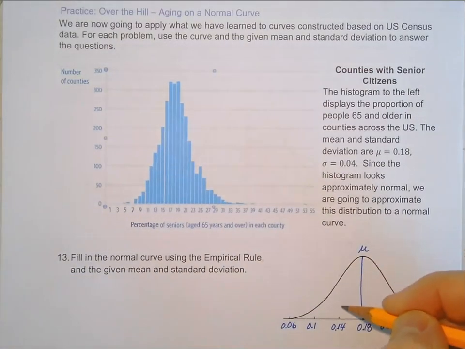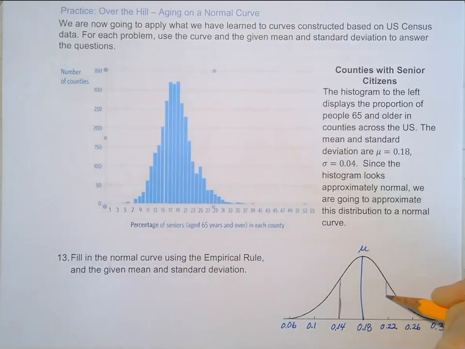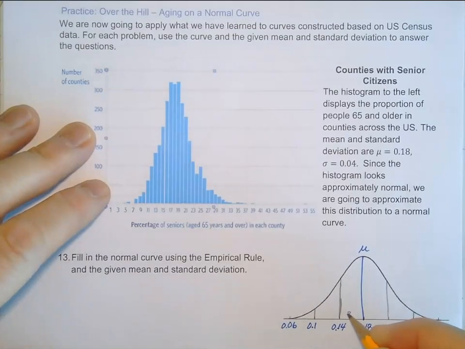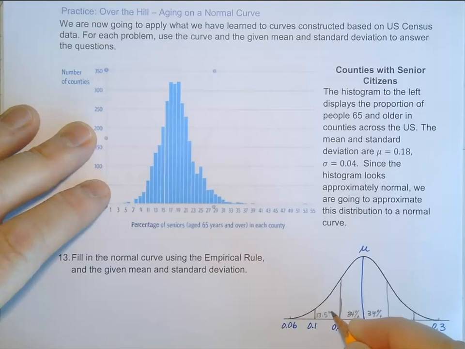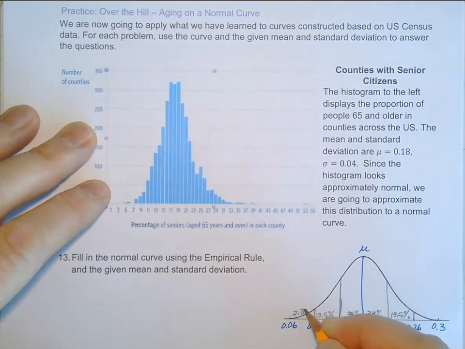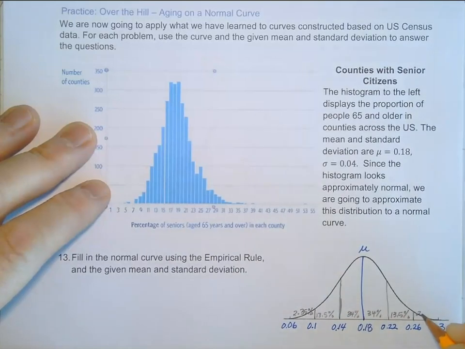Okay, and I'm just going to draw these lines in here just to remind myself how the data falls. I'll remind myself, I know this is 34% and 34%. I know the next one out is 13.5%. Then I know it's 2.35%. And then it's 0.15%.